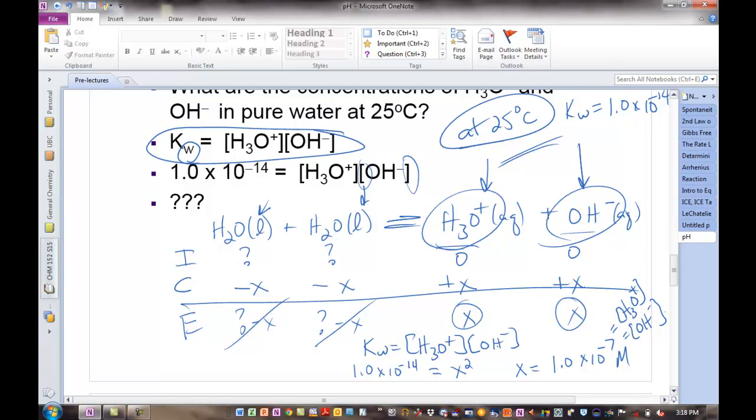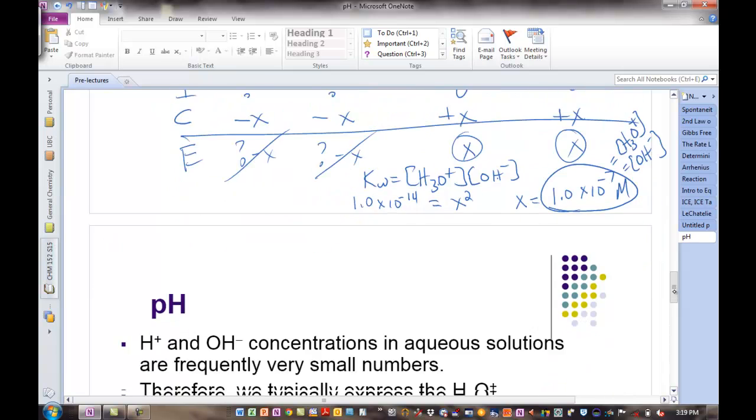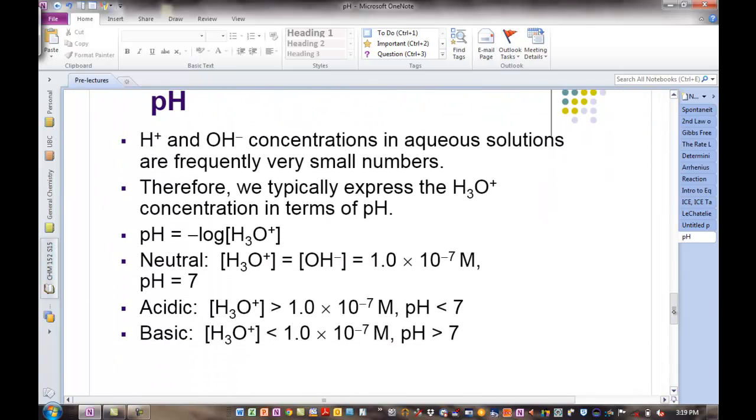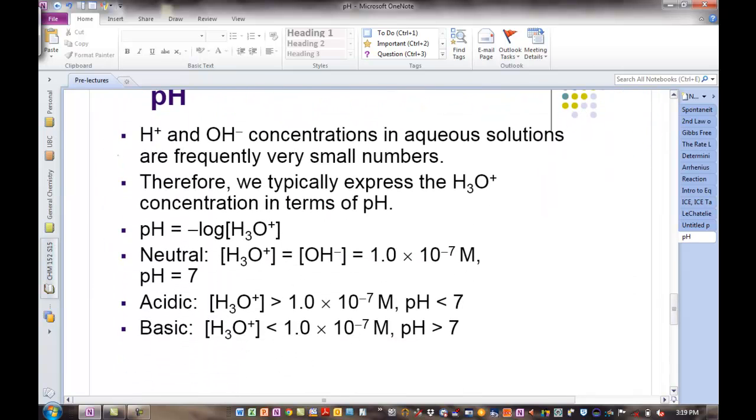All right, now, lots of stuff, but you'll notice that's a really small number. We don't want to really work with really small numbers, so what do we do? We devise the pH scale. So as you read here, H plus, now a lot of times we will write H3O plus shorthand as H plus, okay? But H3O plus is a better representation of how that species really exists in water, okay? But you'll see H plus as shorthand.